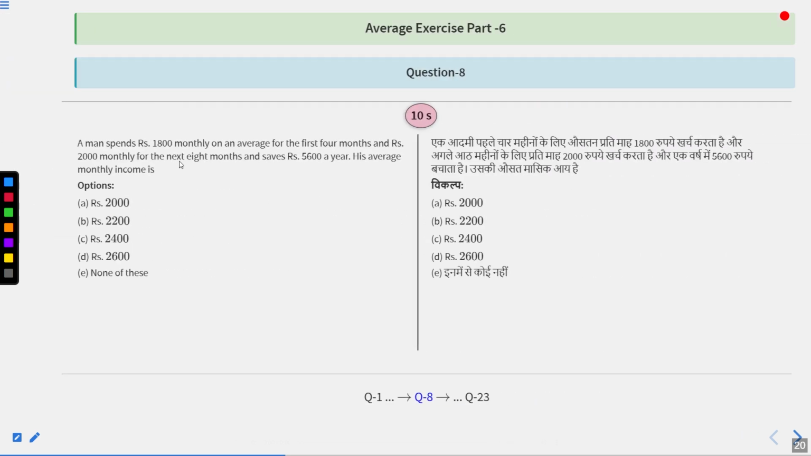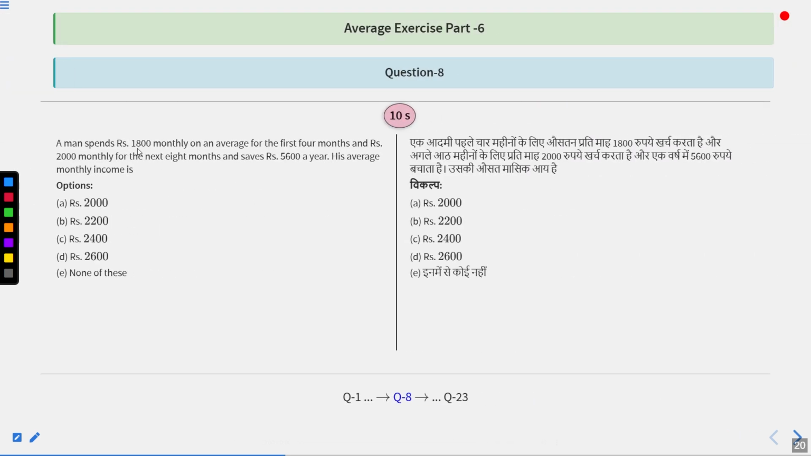Next one. A man spent 1800 rupees monthly on an average for first 4 months and 2000 rupees monthly for next 8 months and saved 5600 rupees a year. His average monthly income is? You have 5 options and 10 seconds to analyze the question. Your time start now.